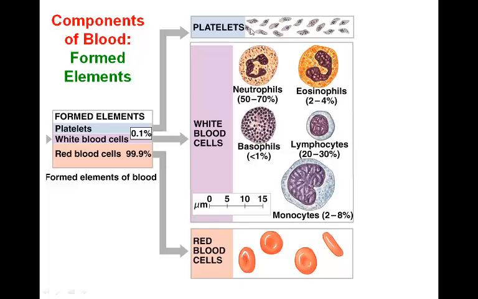Up top here you see the formed elements known as platelets. They don't look like a typical cell. They don't have a nucleus inside. They're just little bags of cytoplasm with a little cell membrane around them. And in their cytoplasm, they contain components that are necessary for blood clotting.